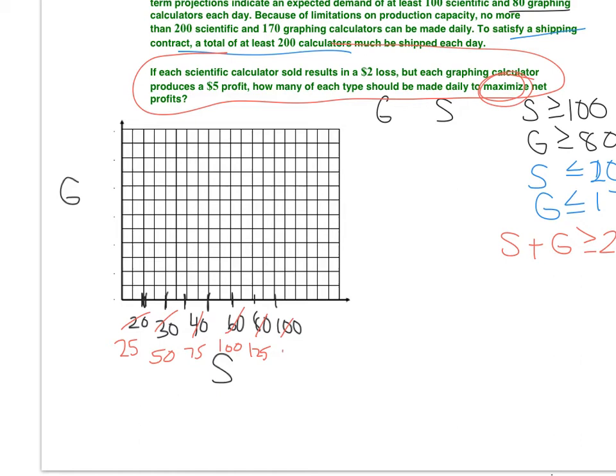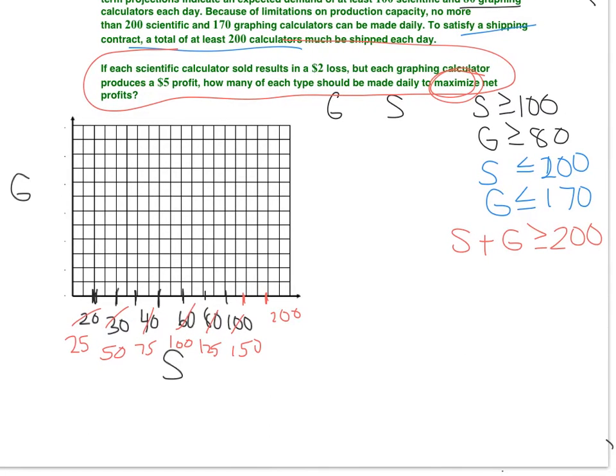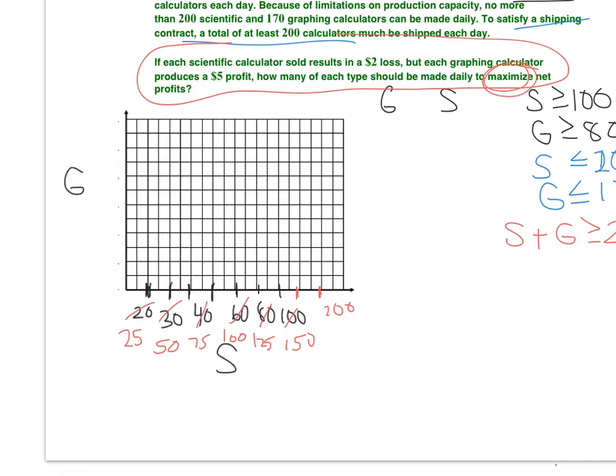125. This is 150. This would be 175, and this is 200. So I did that because over here it's scientific calculators less than or equal to 200, so I knew I wanted to get 200 on the scale. Sorry that it's messy. And it doesn't matter if I put scientific calculators or graphing calculators on the X or the Y in this case.